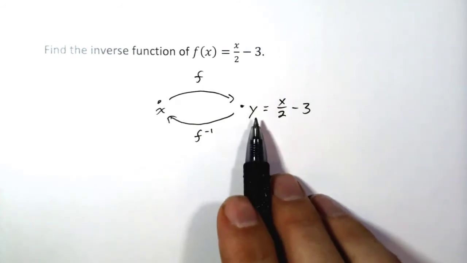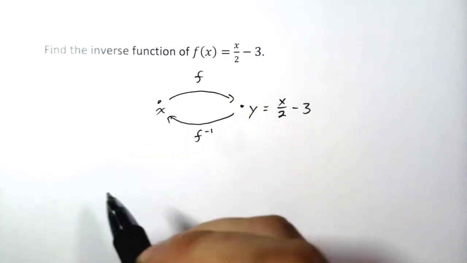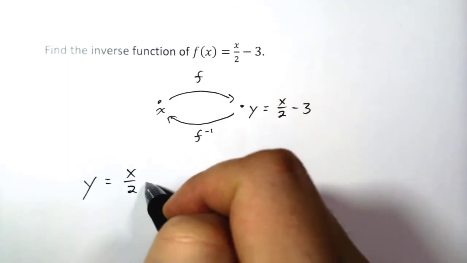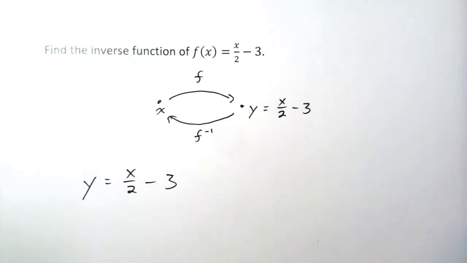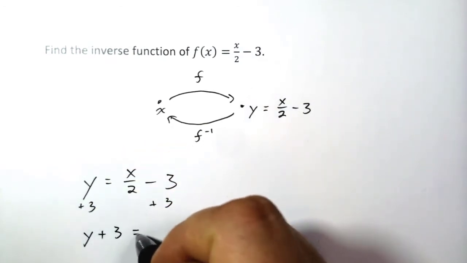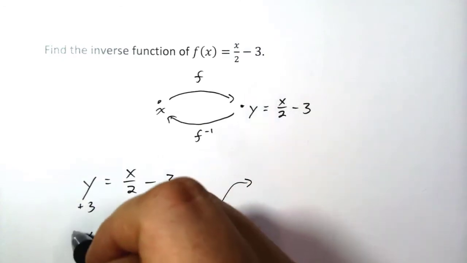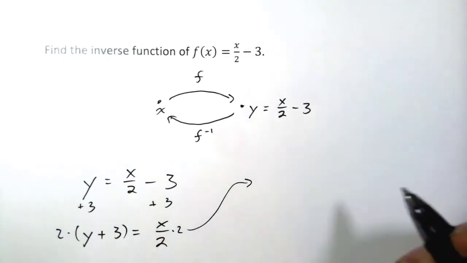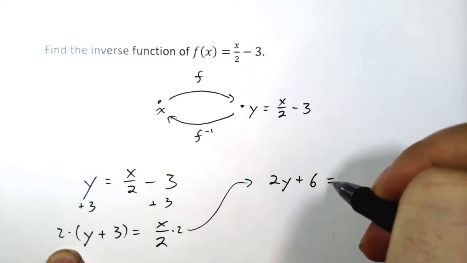Okay, so what I want to do is find a way to compute x from y. Well, we have this relationship. Let me write it down here. If I want to compute x from y, what I really need to do is solve this for x. So the first thing I'll do is add 3 to both sides. Now I'm going to multiply both sides by 2. So on the left-hand side I have 2y plus 6, and on the right-hand side I have x.